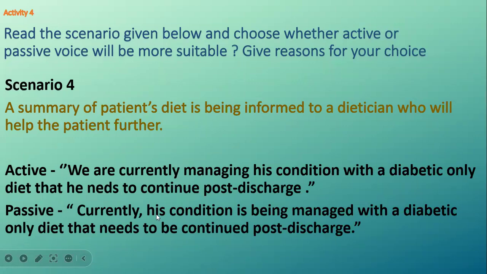We'll say currently his condition is being managed. So this is present continuous passive form. In active, we would say we are currently managing. And in passive, we say his condition is being managed with diabetic only diet that needs to be continued post discharge. Okay, that's good. Let's do one last scenario based question.